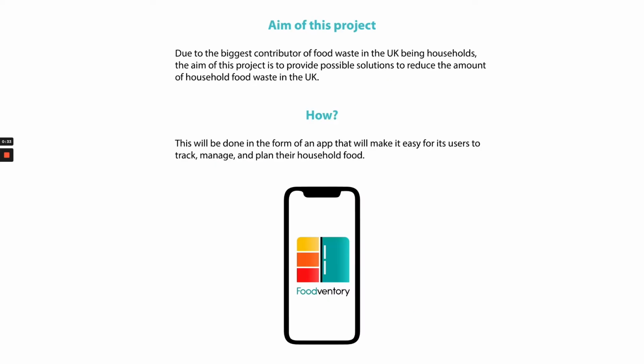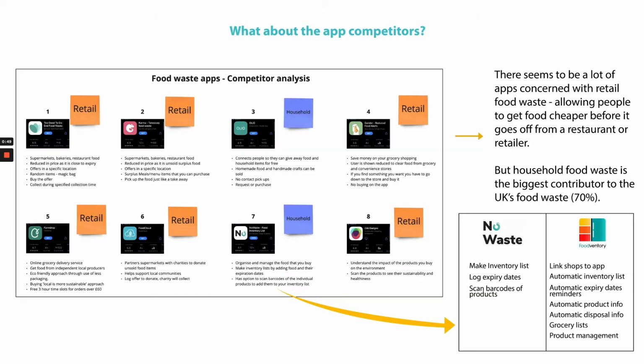So due to the biggest contributor of food waste in the UK being households, the aim of this project is to provide possible solutions to reduce the amount of household food waste in the UK. And this will be done in the form of an app that will make it easy for its users to track, manage, and plan their household food.